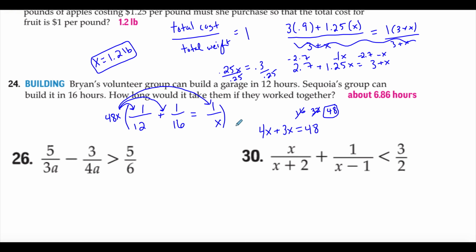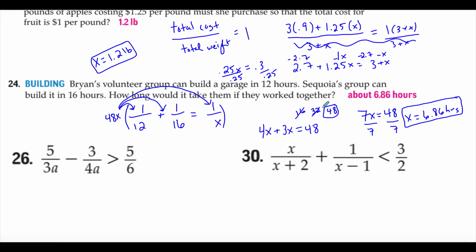So we multiplied out the fractions, and we have something really nice to work with. So we have 7x is equal to 48. Divide both sides by 7, and we get x equals 6.86 hours. So it takes them 6.86 hours if they work together to get the job done.